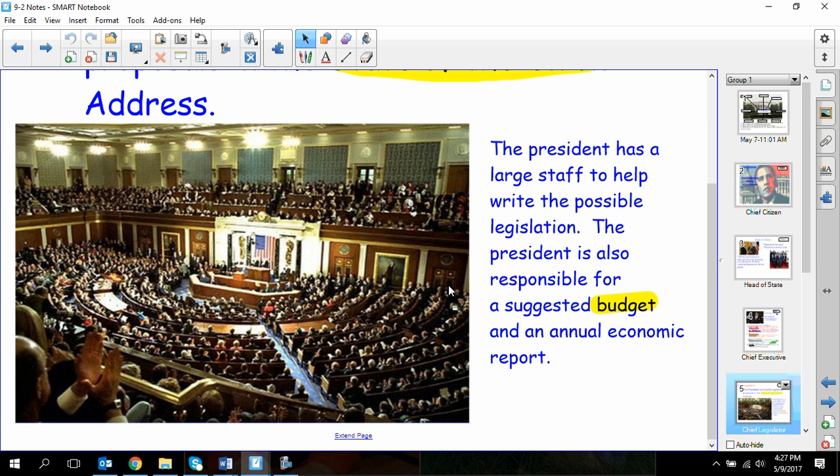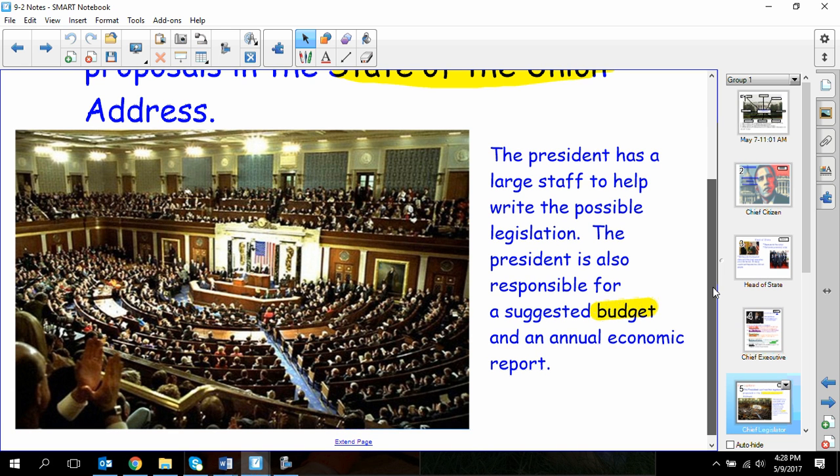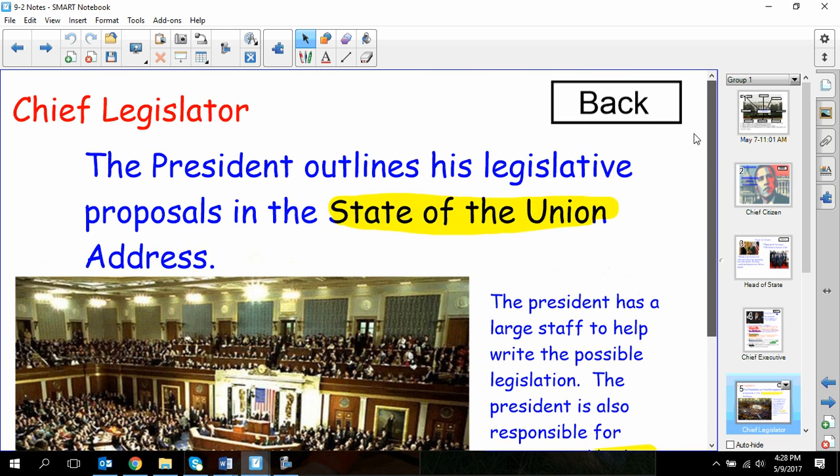So when you were doing your simulation, it was really important for you, I hope, to talk to Mr. Rang about whether he would even consider passing your bill. Because if the president doesn't think that it's important enough and isn't going to budget it, then your bill is dead in the water.